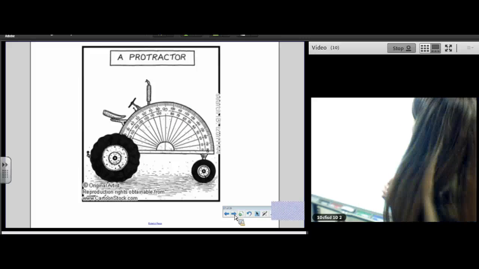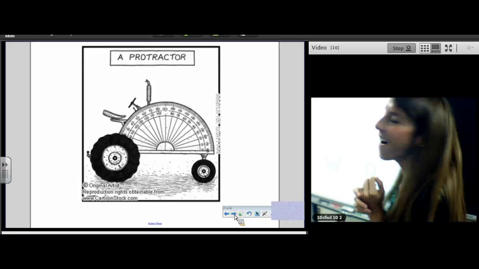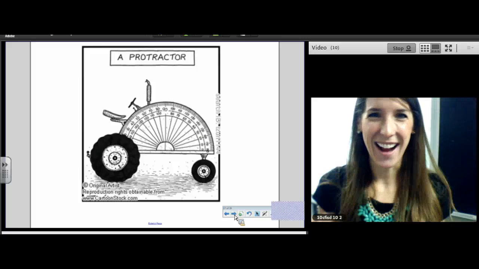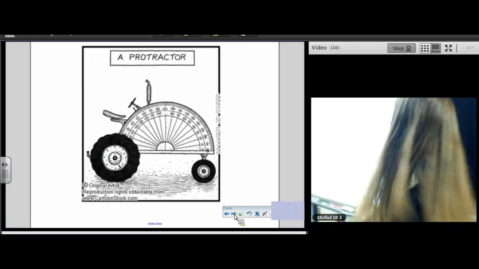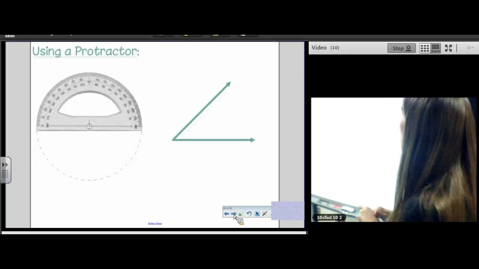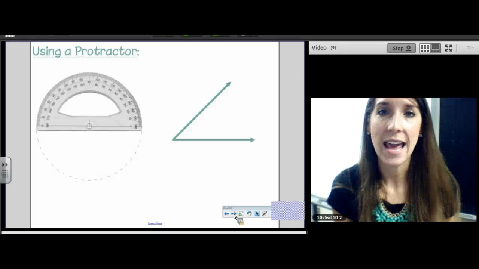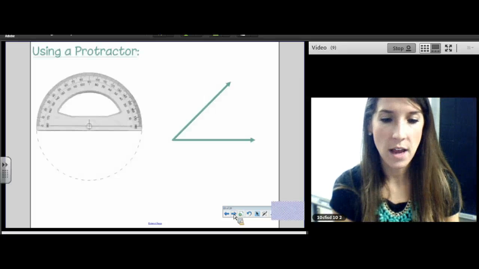All right. A protractor, haha, get it? It's like a tractor. Protractor measures angles, right? Haha. Okay. We're not getting protractors out today. We will use them another day, but not today.